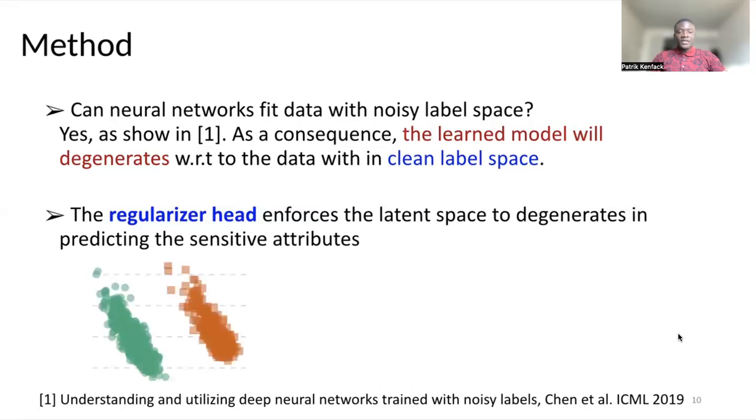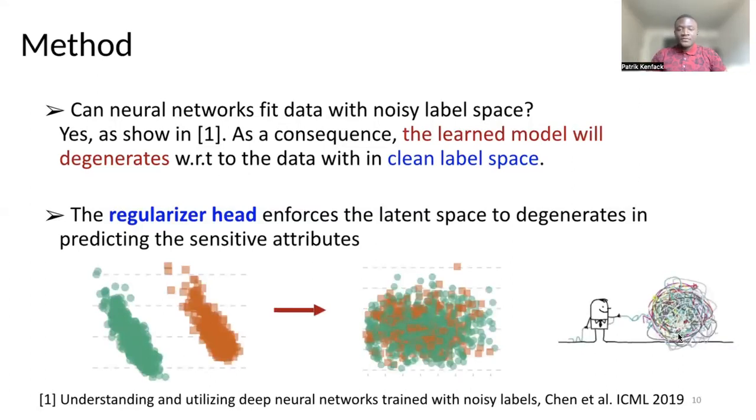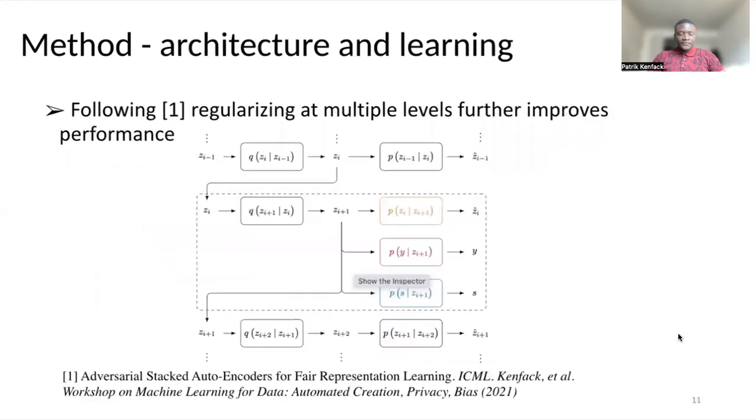Basically, if we have a model where we want to predict on a clean label space, it will create the separation between the two classes in this case. But by training on the noisy label space, we notice that in the latent space, everything is entangled. So basically, training on noisy label space enforces the entanglement of the representations when it comes to this sensitive attribute.